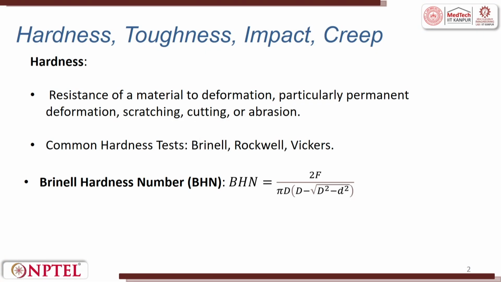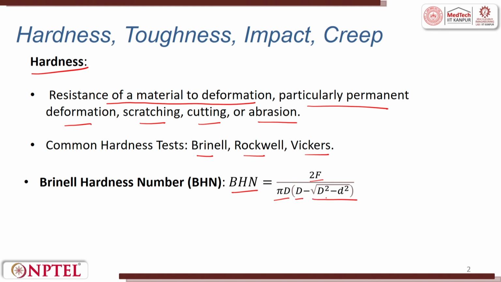The definition of hardness, if you recall, is the resistance of a material to deformation. Just to recall quickly, particularly permanent deformation, scratching, cutting, abrasion. Resistance to any permanent deformation is hardness. The common hardness tests in the laboratories are the Brinell, Rockwell and Vickers hardness tests, and BHN, that is Brinell hardness number, is given by 2F by pi D times D minus the square root of the difference of the squares of the two diameters. I will come to the notations and everything in the forthcoming slides.